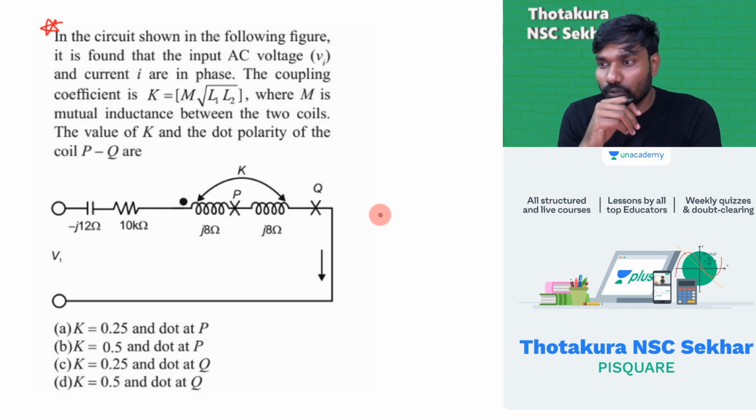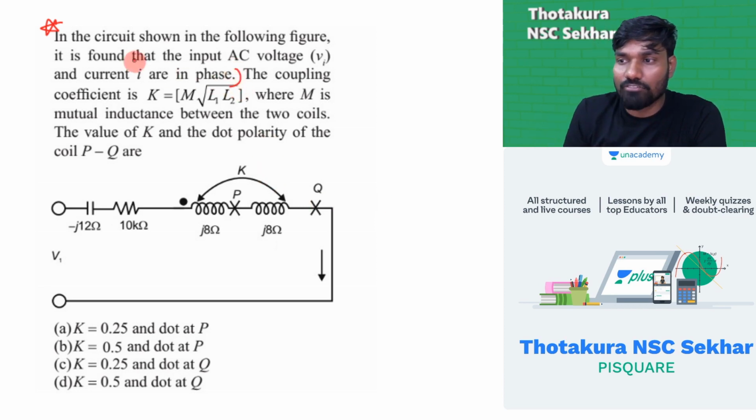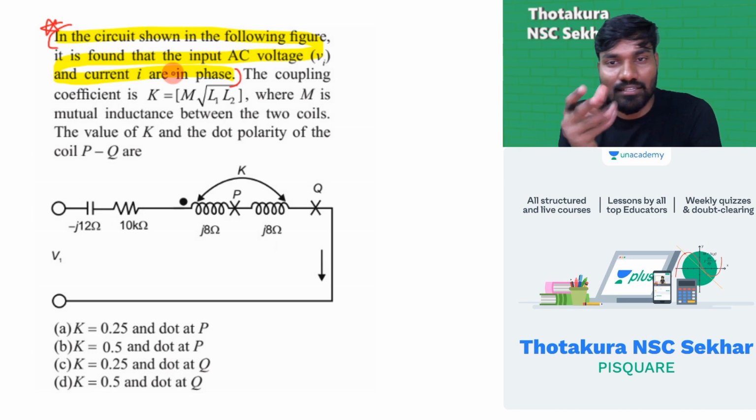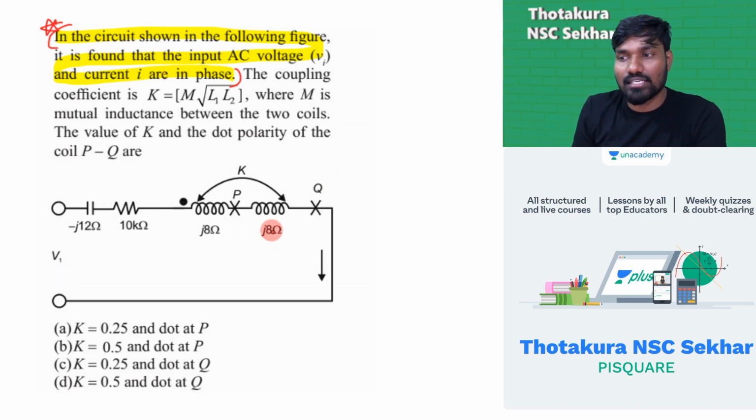In the circuit shown in the figure, it is found that the AC voltage V and current I are in phase. What is this entire line trying to say? He is trying to say the circuit is under resonance. These three lines mean one single thing: the circuit is under resonance. Then only voltage and current will be in phase.